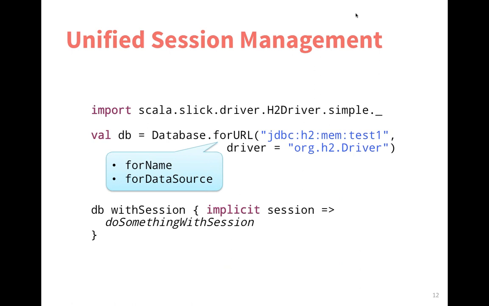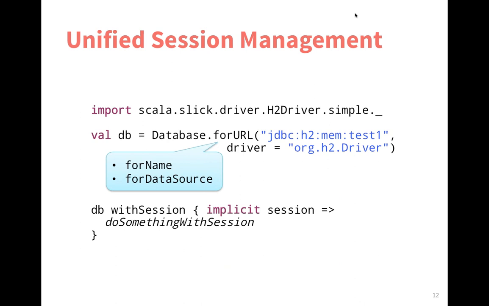For example, here we see database.forURL, which uses a driver manager. So you just pass it a JDBC URL and a JDBC driver, and it will connect to that database on demand as you ask it for a session. You can also connect to a data source if you use forDataSource instead of forURL. Or if you have an application that runs inside some JEE or Spring container, for example, where you use JNDI, you can use forName and pass that a JNDI name that will point to a data source, so you can configure your data source in your container.